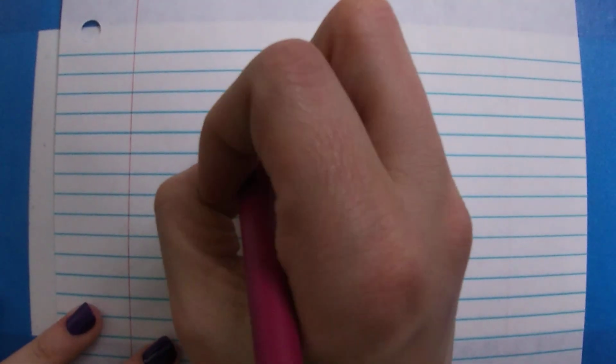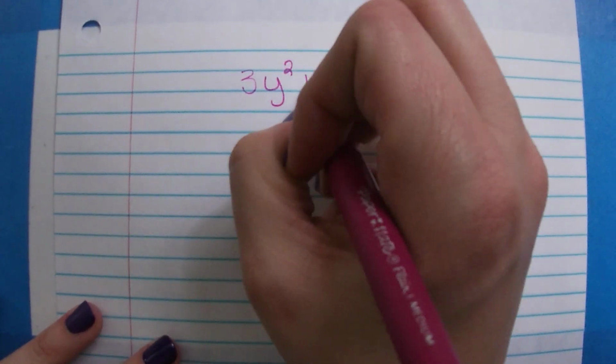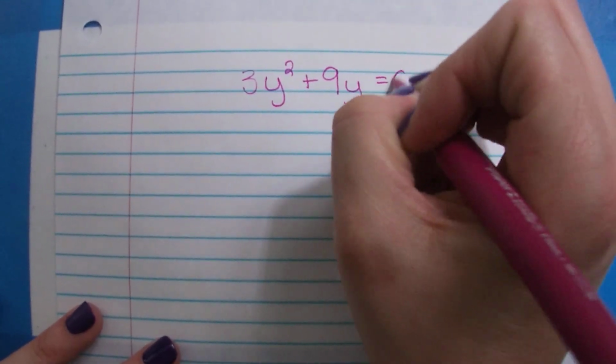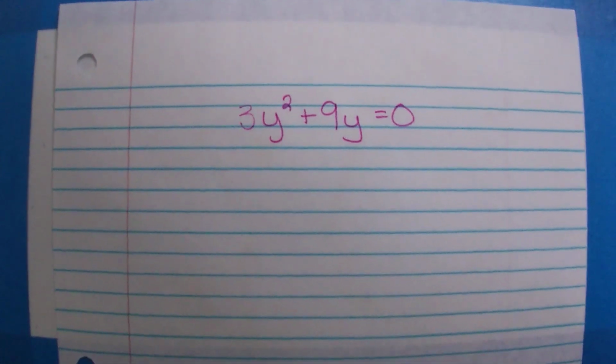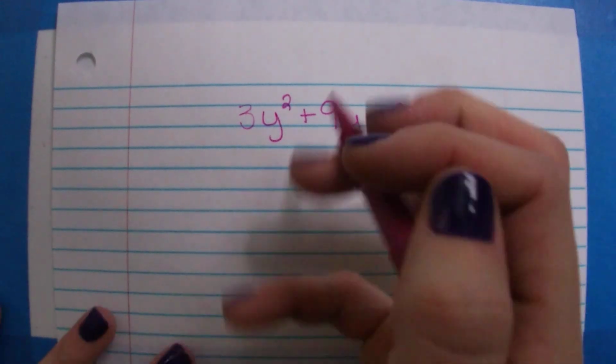So one more example with solving by factoring. So let's say we have something like 3y squared plus 9y equals 0. Okay, so the first thing we're asking ourselves is, does it equal 0? That answer is yes. Okay, so our second step is now start factoring. So when we start to factor, we ask ourselves, is there a GCF? And that answer to the question is yes, this does have a GCF.